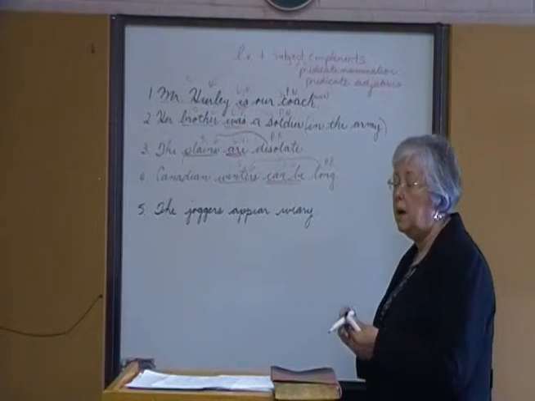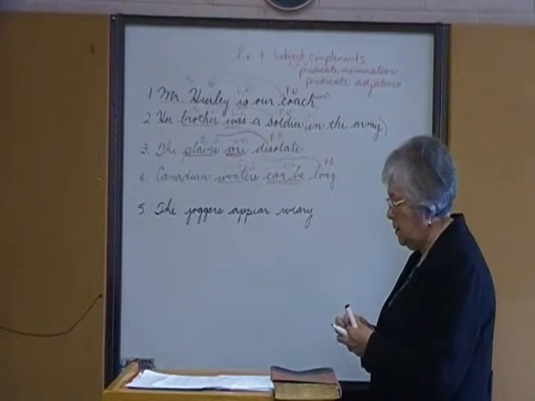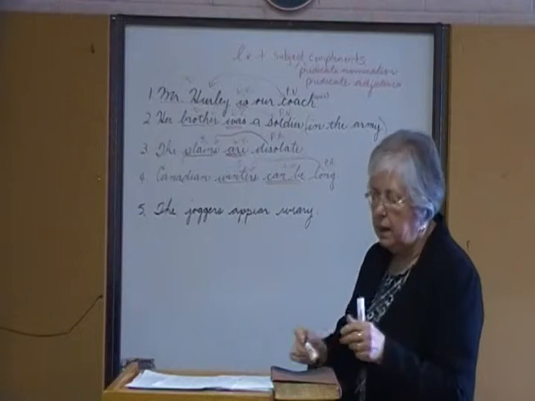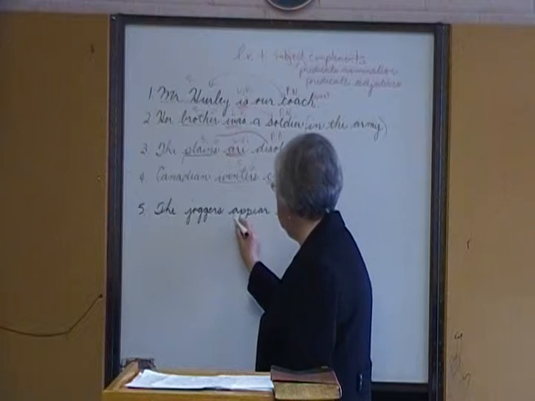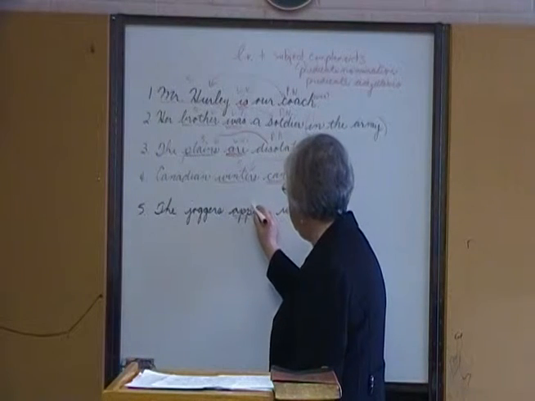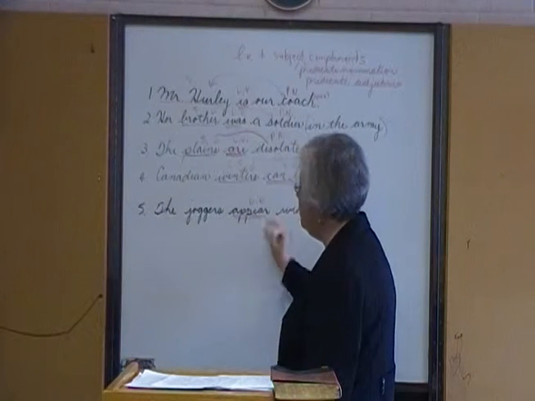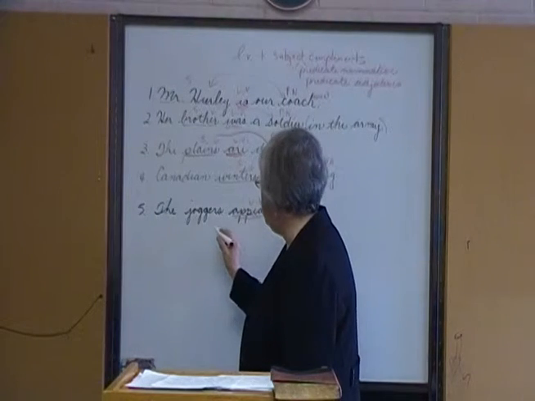The joggers appear weary. What is the verb? What is the heart of the sentence? Appear. And it is a linking verb. All right, who or what appear?